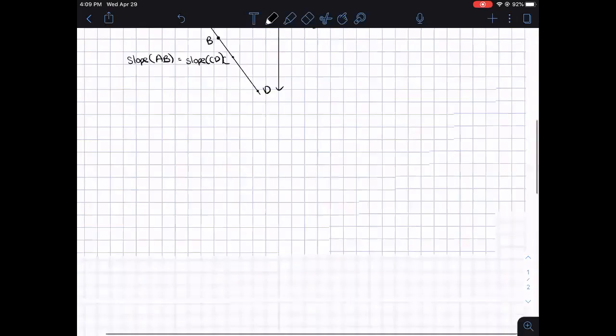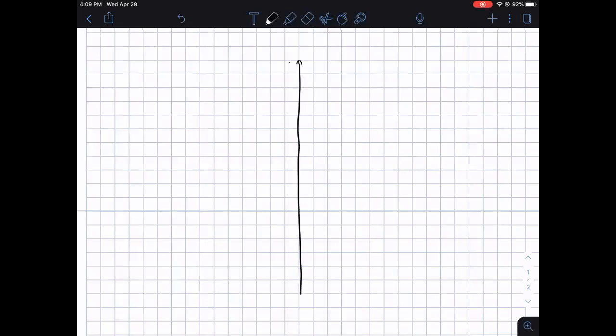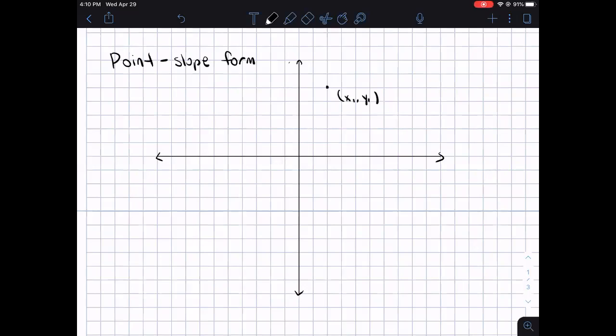There's one more coordinate plane, or actually a lot more coordinate planes. We're now going to derive the formula for a line. The first formula that we have is called point slope form. To make this formula, we have a point x1, y1, and we have a line passing through it, just a random line with slope m.